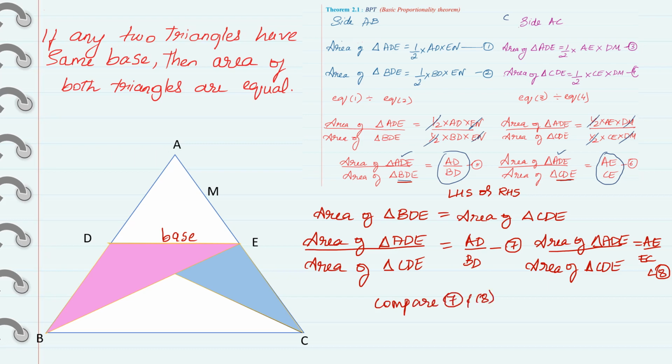8. So if we compare 7 and 8, both LHS are equal, right? Both LHS are equal. Now it is equal. So I can write AD by BD is equal to AE by EC is proved, right? This is only what we have to prove, right? The side AB is divided with the same ratio AD divided by DB, and AC is divided as AE by EC, right? So this theorem is proved.